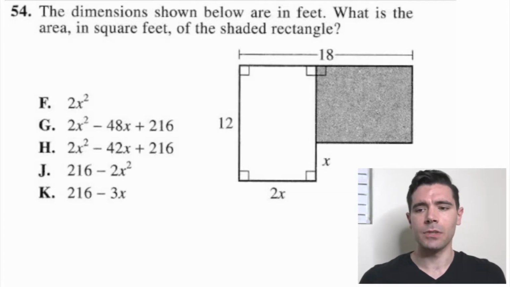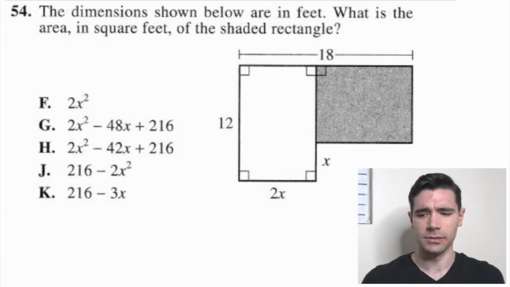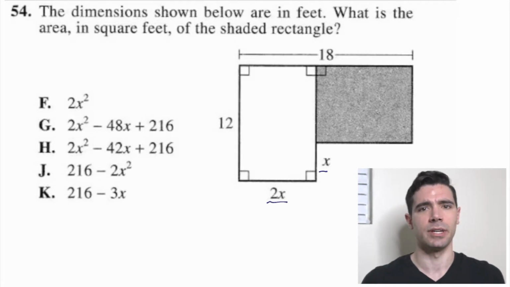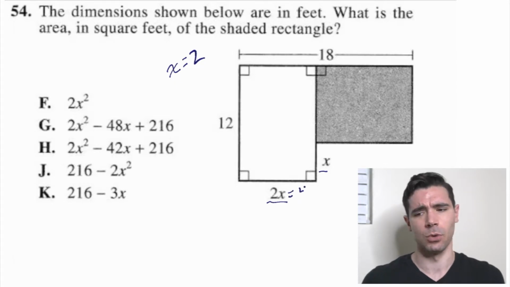It reads, the dimensions shown below are in feet. What is the area in square feet of the shaded rectangle? And then if I look at the figure, the top side is 18, the left side is 12. At the bottom it says 2x, and then there's another x floating around. Well, I've never seen a rectangle that was 2x wide, so I'm going to pick a number for x. How about 2? Seems sort of realistic. So then this bottom edge is 4, and this other little lip right here is 2.